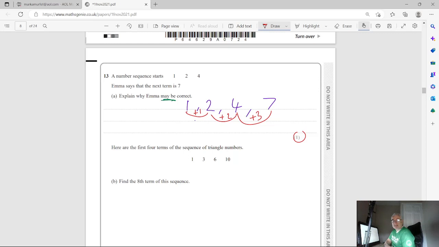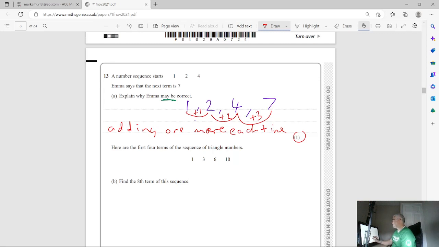Okay, that's mathematically telling the examiner that you're adding 1 more each time. Adding 1 more each time. So that may be the reason for the sequence. That may be the term to term rule for that sequence. Now, let's go on to part B.